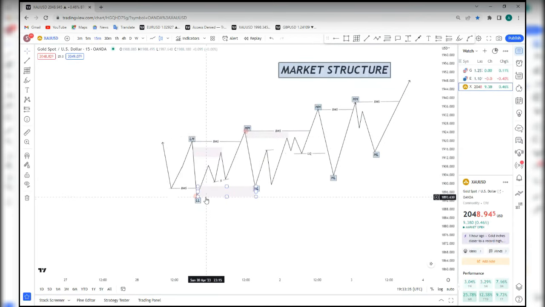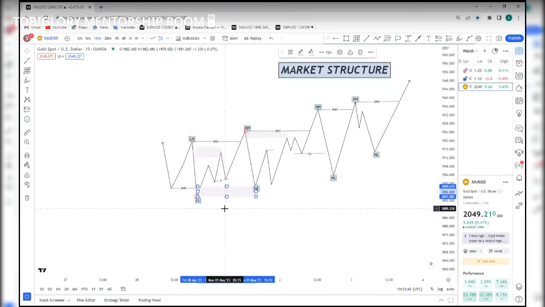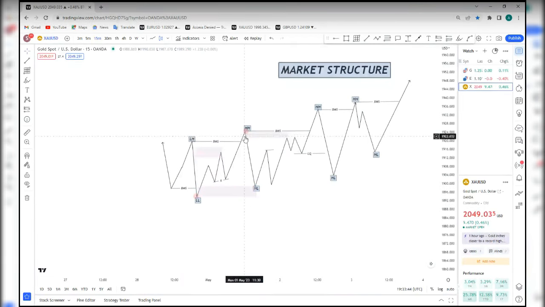It must break this low, because this low was not what caused the break of this high. This low stands as what? The strong low here. So after taking this high, let's say it's taken it, we need this trend to come back and break this structure for us. Then we can look for sells.